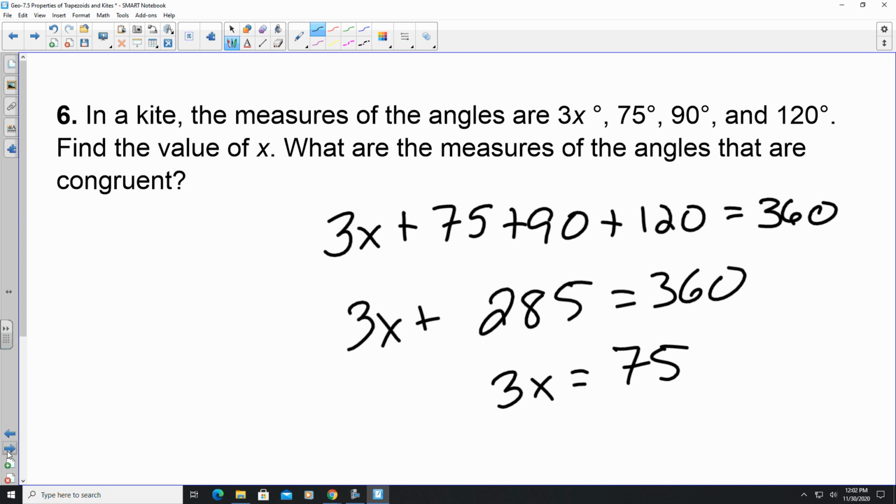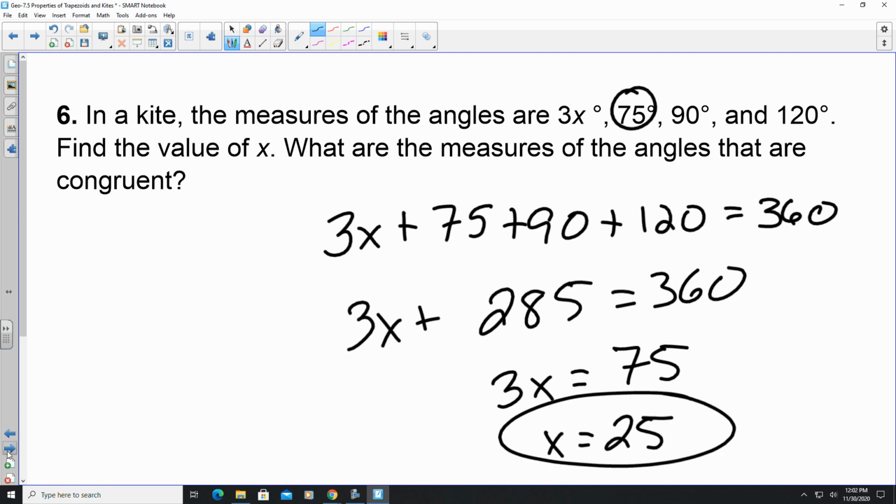All right. This is already telling me that 75 is the angle that is congruent. But to find x, I just need to take 75 and divide it by 3, which is 25. So x is 25, and the congruent angle measure is, I have two 75-degree angles for that kite.